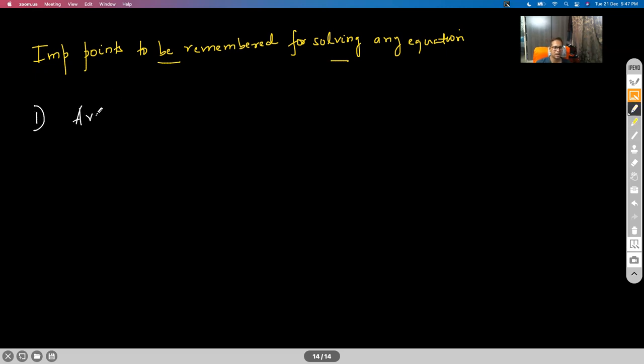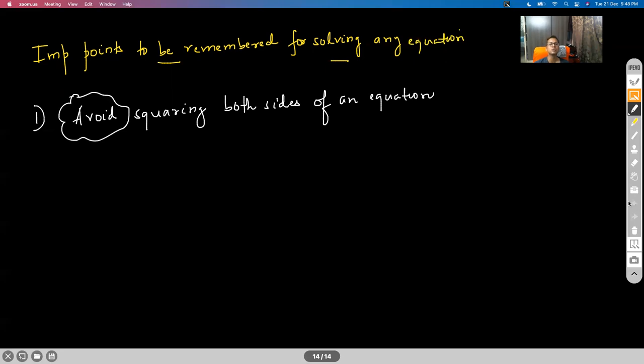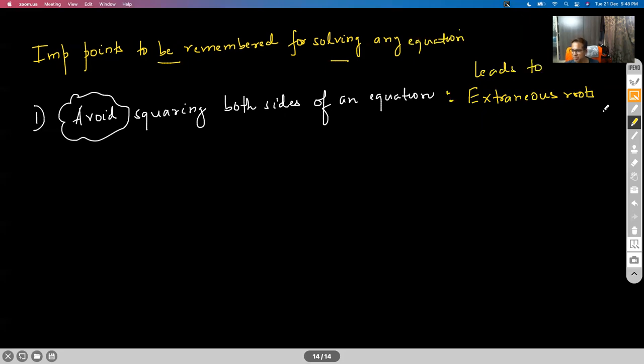So the first thing is: avoid squaring both sides of an equation. Now, please note the word, I'm not saying don't square. I'm saying avoid. Avoid means as far as possible, don't square both sides of the equation. However, there are some equations which you cannot solve without squaring, so you have to square. So why do we ask people not to square unnecessarily? It's because squaring introduces extraneous roots into the system. Extraneous roots mean extra roots will come into the system.